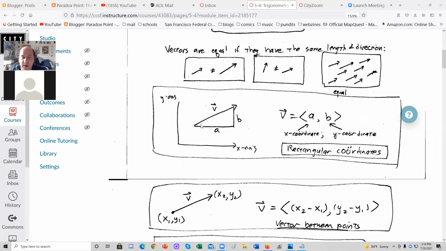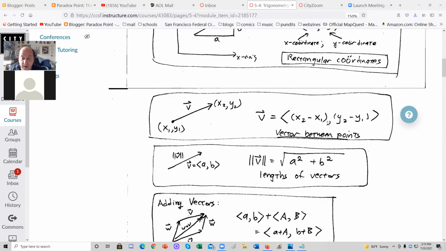So, given a vector in a plane, it'll have a displacement along the x-axis and a certain amount of displacement along the y-axis, a by b, and therefore we denote the vector bracket a comma b end bracket. a is the x coordinate of the vector, b is the y coordinate of the vector. Like points, only they're considered as motions rather than places in space.